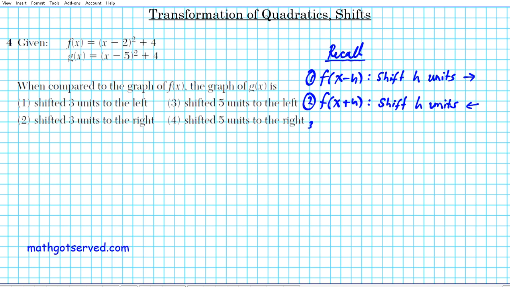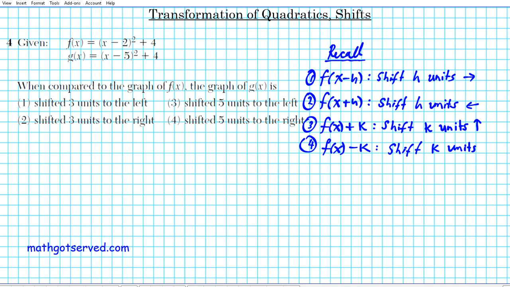Now, if you have a function and you're adding a number on the outside, bam. In this case, it's going to be a shift vertically. This is going to be a shift k units. Guess what? Up. So the vertical shifts make sense, but the horizontal shifts are kind of backwards. So just keep that in mind. It's a little bit tricky there. So if you have a function minus k, this is going to be a shift k units down.